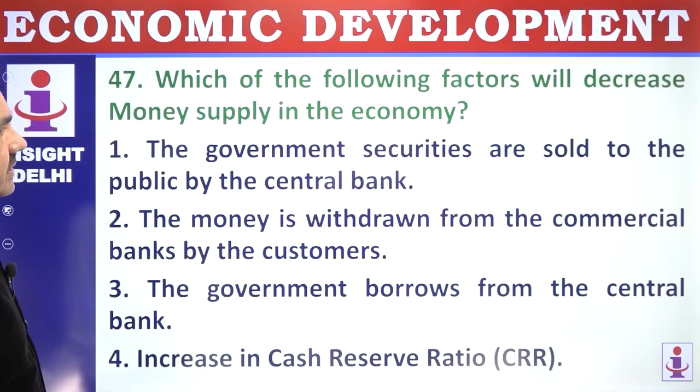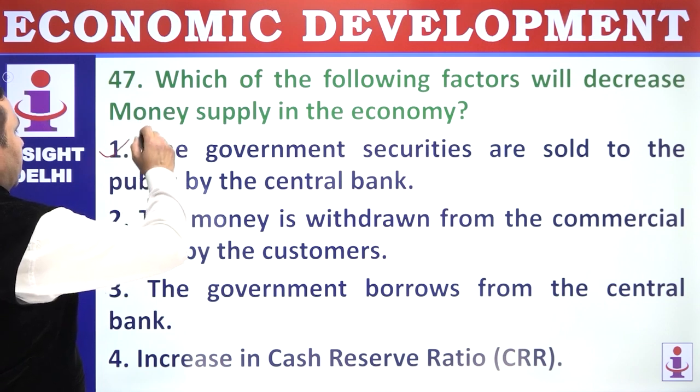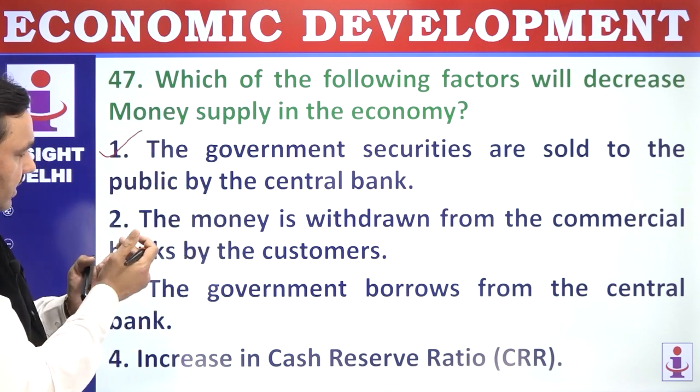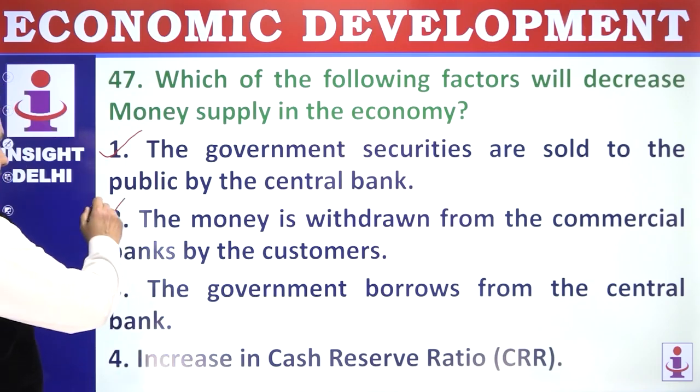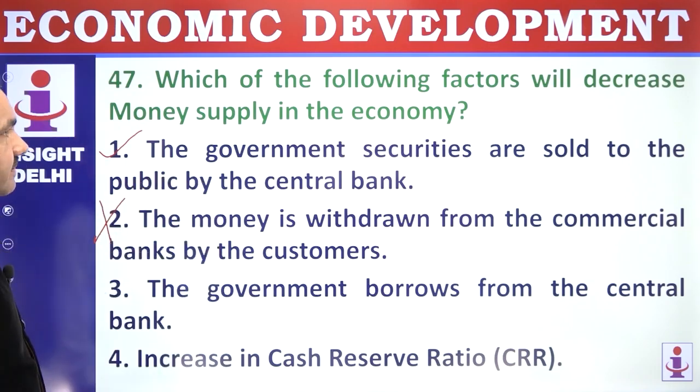47. Which of the following factors will decrease money supply in an economy? The government securities are sold to public. Of course, when securities are sold, you are taking money from the people. Money is withdrawn from commercial banks by the customers. Money is withdrawn, so supply increases?